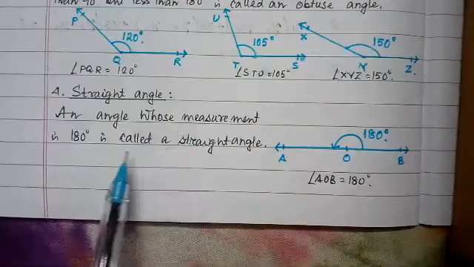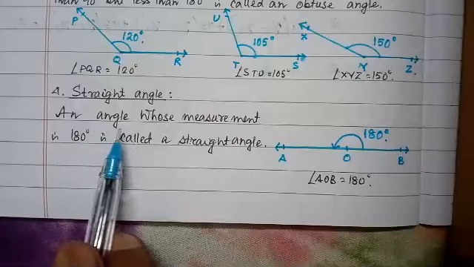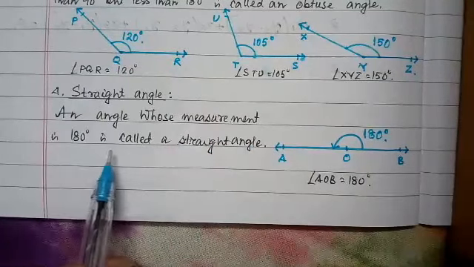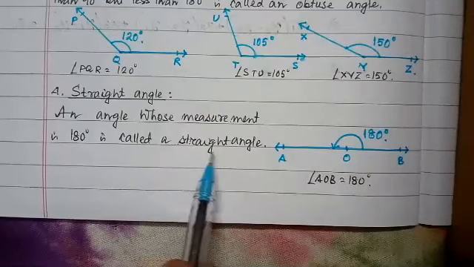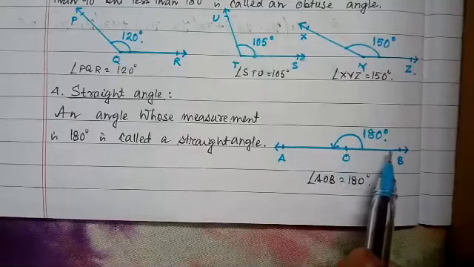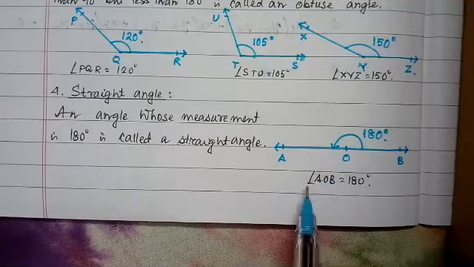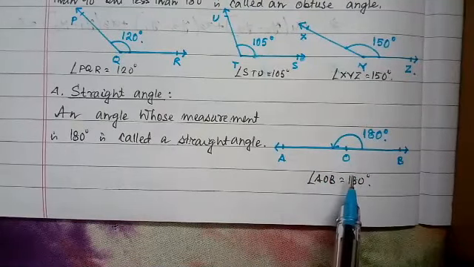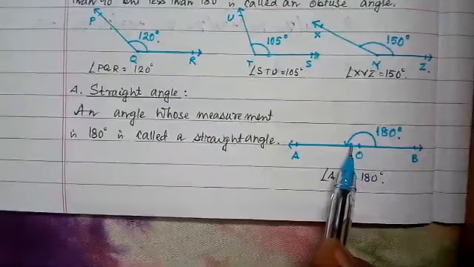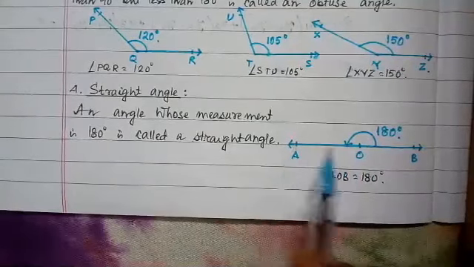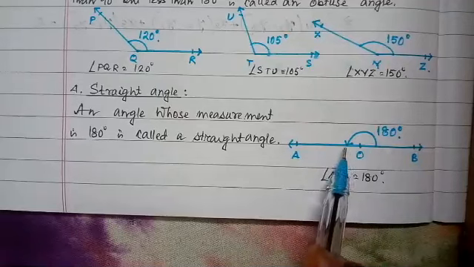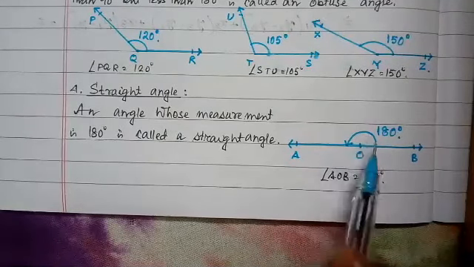Next, a straight angle. What is the straight angle? An angle whose measurement is 180 degree is called a straight angle. Here angle AOB is 180 degree. Remember, in a 180 degree angle, the two arms OB and OA are in opposite direction and they form a straight line. That is why this is called a straight angle.